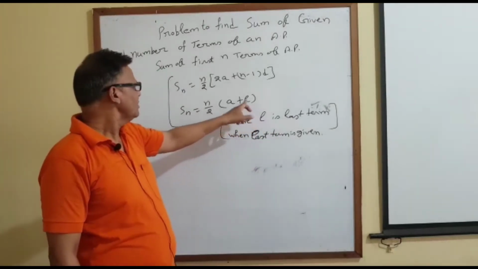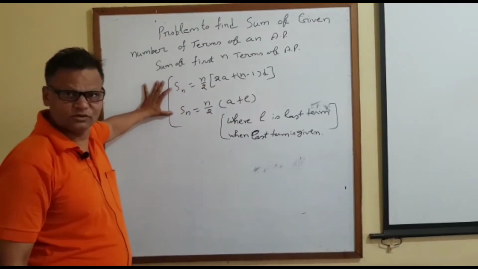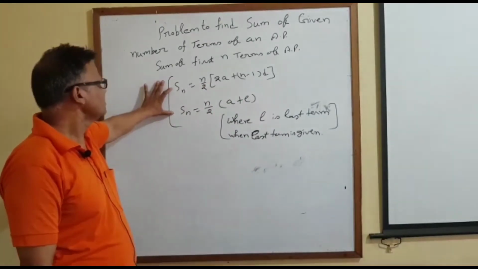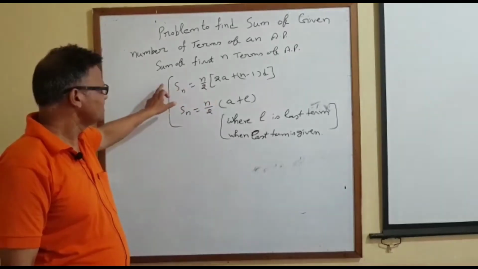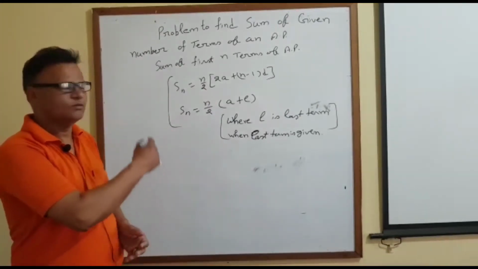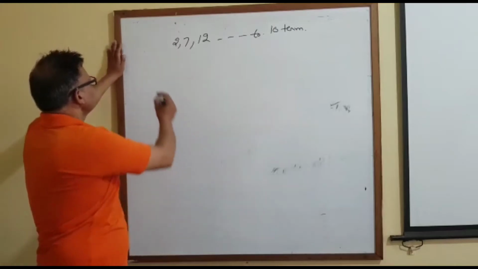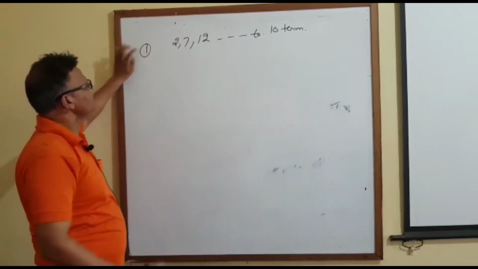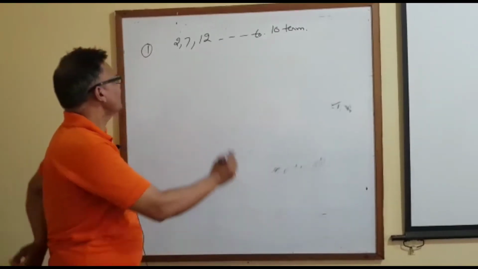So remember, from these two formulas, we have to use one according to the given statement. Now we see how we apply these formulas in a problem. So we see the first sum: 2, 7, 12, and so on, to 10 terms. Find the sum of the series.